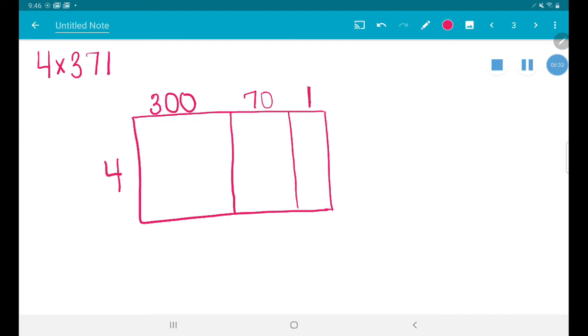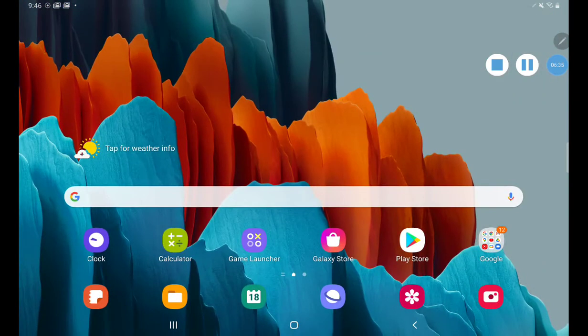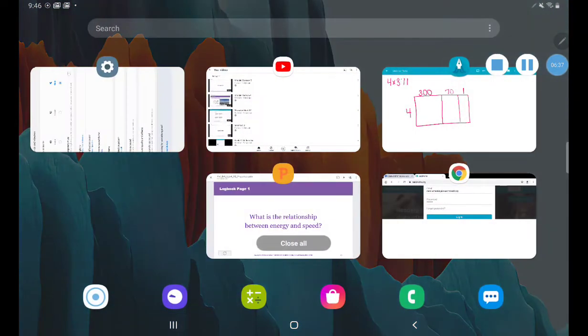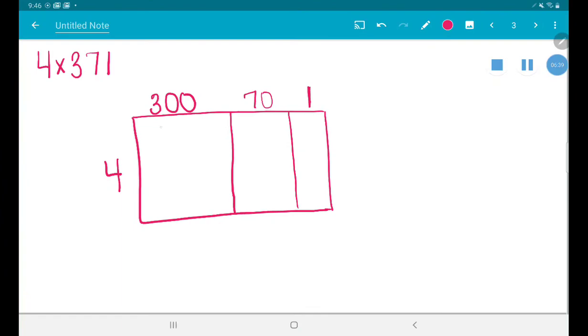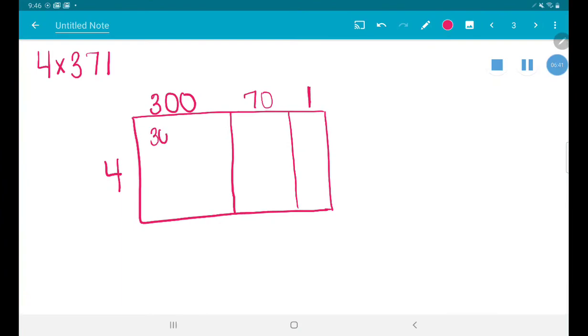Okay, so to find the area of that first section, you did. I did 3 times 4. Okay, so you had 300 times 4. 3 times 4 is 12. And then you add your 2 zeros, so 1200. Oh yeah, I did that so wrong.